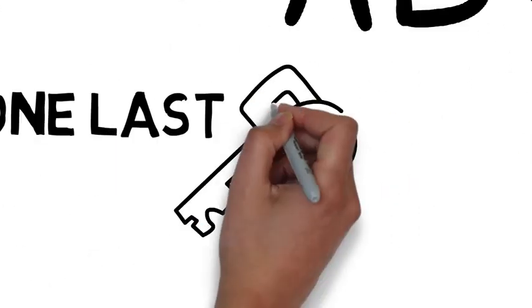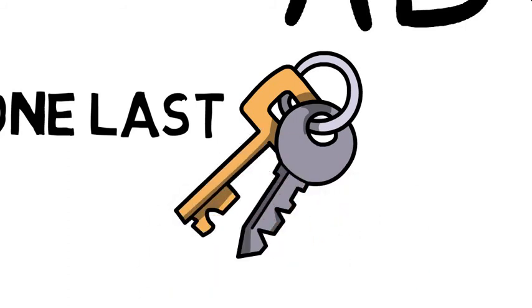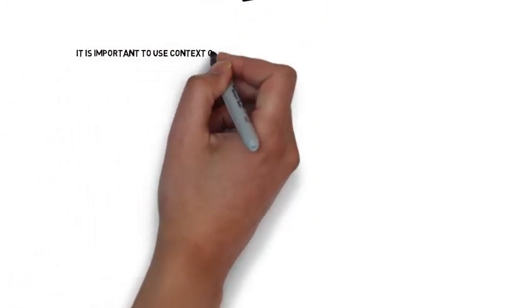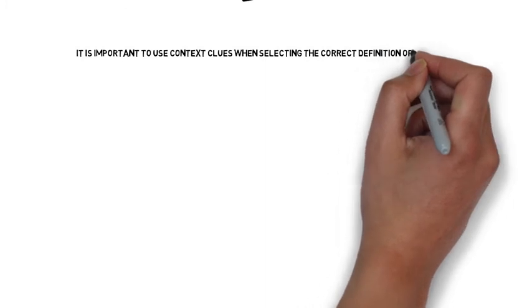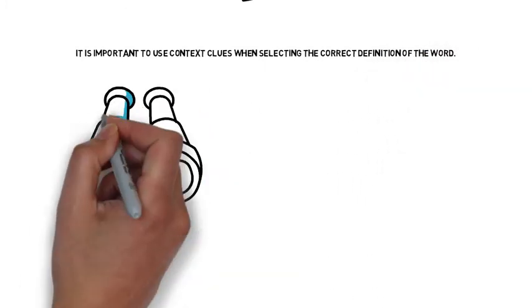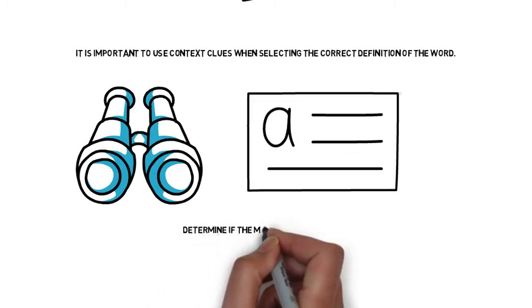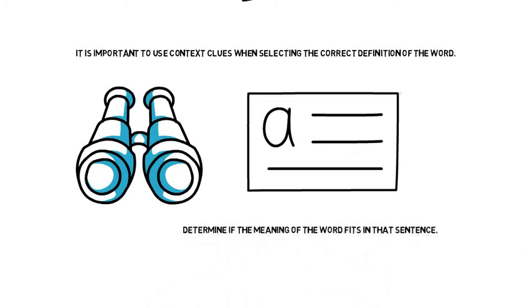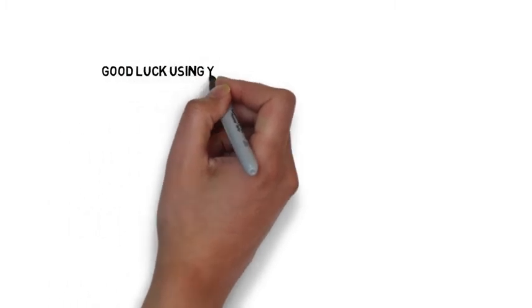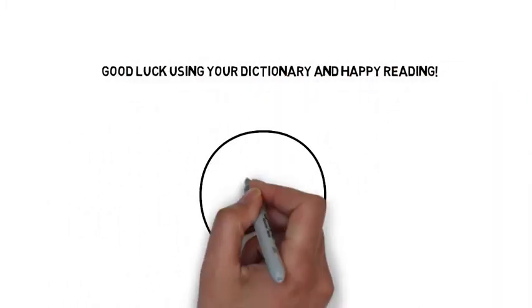One last key. It is important to use context clues when selecting the correct definition. Look at the sentence the word is used in and determine if the meaning of the word fits in that sentence. Good luck using your dictionary, and happy reading.